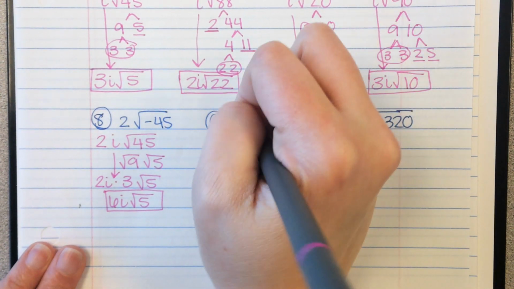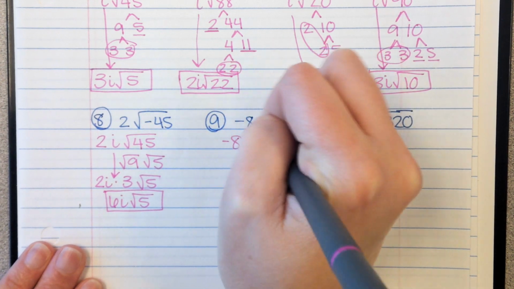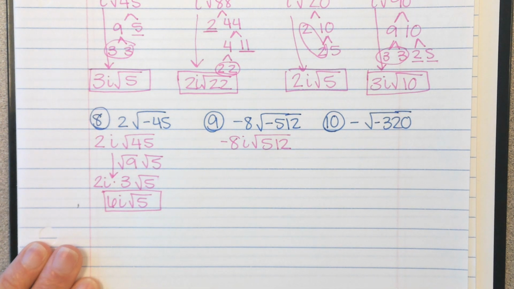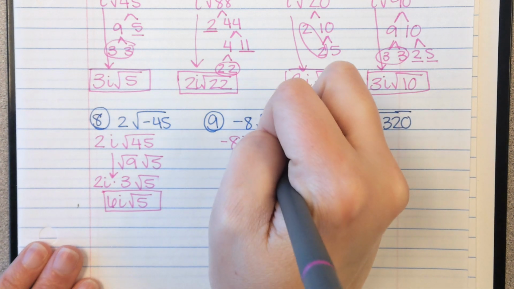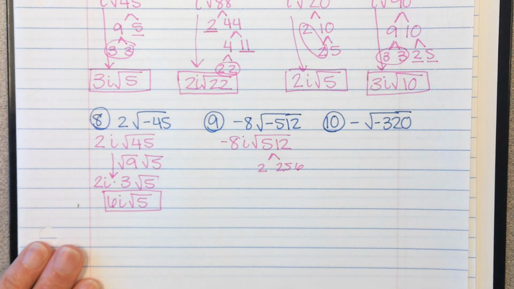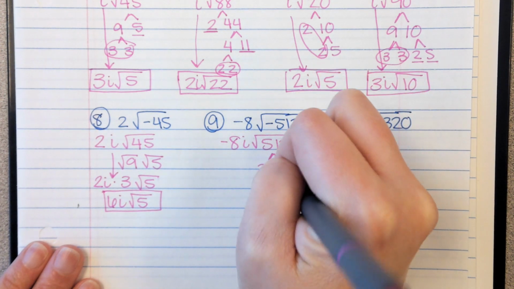Okay, number 9. I have a negative 8. I'm going to pull the i out, and then I'm left with the square root of 512. Now, I don't know how 512 simplifies right off the top of my head, but I do know that it's divisible by 2. So that's 2 and 256. 256 divided by 2 is 128.